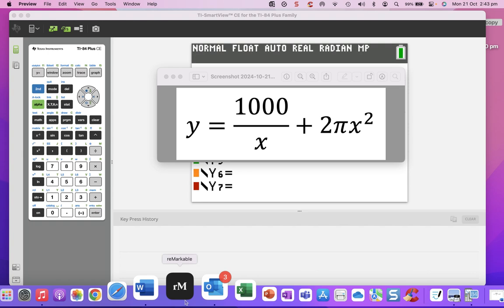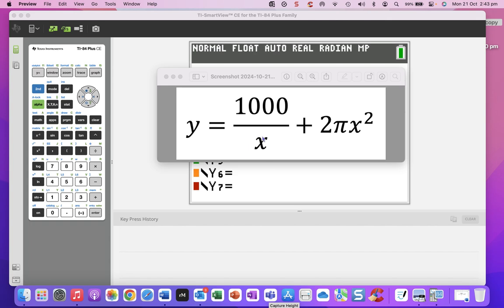Sometimes it can be difficult getting a good screenshot on your graphics calculator if you're dealing with slightly awkward functions, like the one you see before you, y equals 1000 over x plus 2 pi x squared. There's a few clues in it. You're going to get an asymptote, aren't you, where x is 0. So that's going to create a difficulty.